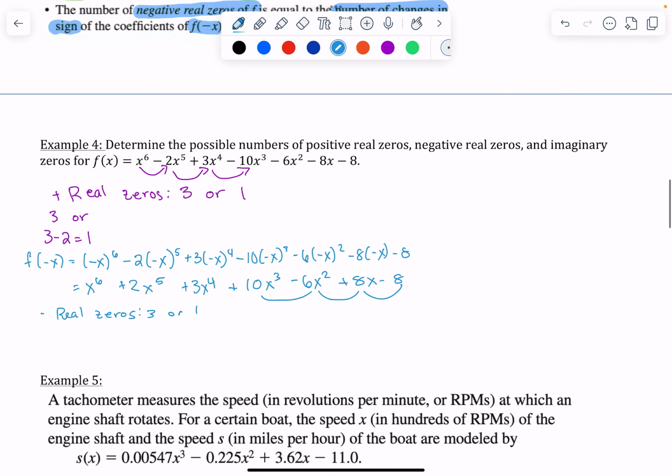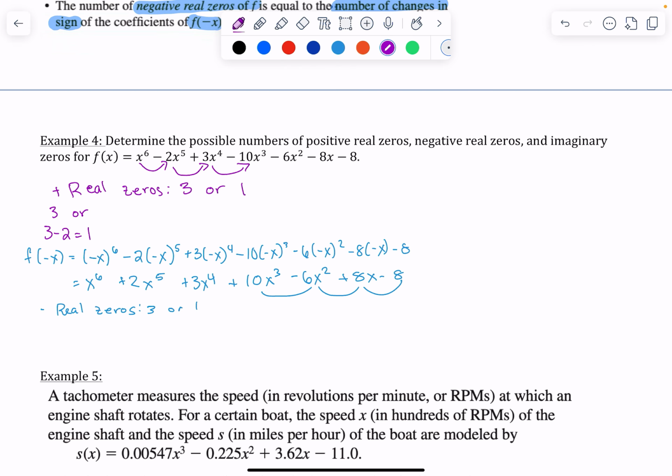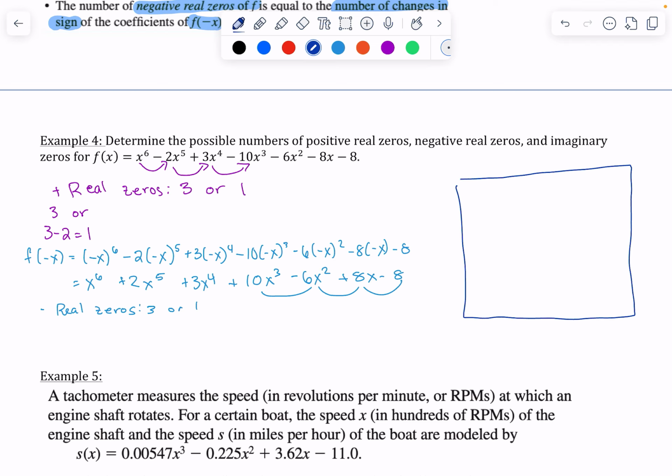Okay, so now this is how we take our findings and organize them in a way to figure out what the possibilities are for this function. Now here are the possibilities. We could have positive real zeros. We could have negative real zeros. We could have imaginary zeros. And then we have the total number of zeros. Okay? And now we're just creating cases. So what are the cases?